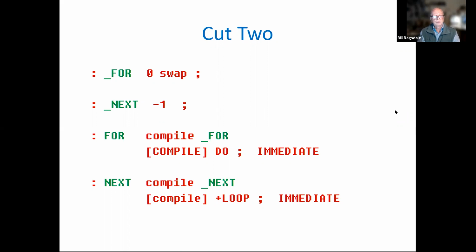The compiling words were very simple. The FOR just compiles the _FOR ahead, and then it relies on the full DO word to compile the rest of the structure. At the NEXT, we would compile the _NEXT, and then use the +LOOP inline to complete the rest of the structure.